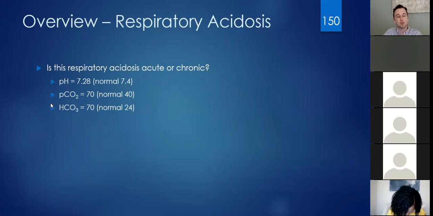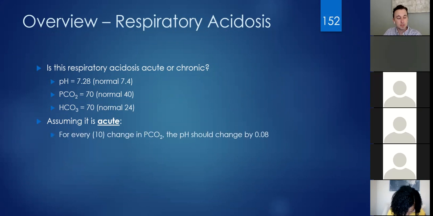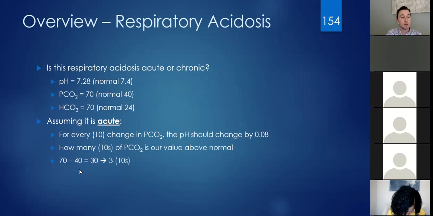But let's look at these ratios to determine acuity of the respiratory disorder. So let's assume that this is acute. Like I said, for every 10 change in PCO2, the pH should change by 0.08. So how many tens of PCO2 is our value, which is 70, above normal, which is 40? 70 minus 40 is 30. So that's 3 tens, or 3 dimes worth. If we're assuming it's acute, we know that the pH has to change by 0.08. So 3 times 0.08 is 0.24. If we subtract this value from a normal pH, it gives us 7.16. That's not equal to our pH of 7.28, so it's not acute.